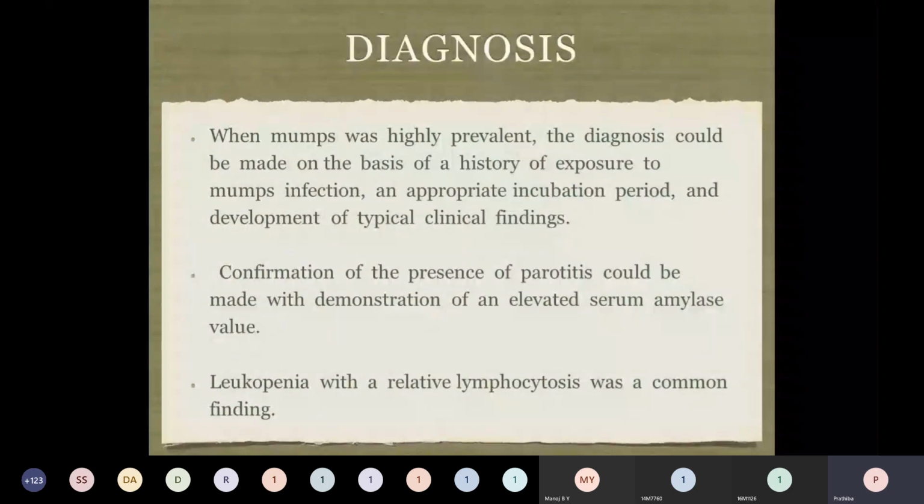How should we make the diagnosis? When mumps is highly prevalent, the diagnosis is mainly based on a history of exposure to mumps infection, an appropriate incubation period, and development of typical clinical findings. The presence of parotitis may be confirmed by demonstrating elevated serum amylase, because it is in a salivary gland. There may be leukopenia with relative lymphocytosis, which is a common finding in a viral infection.